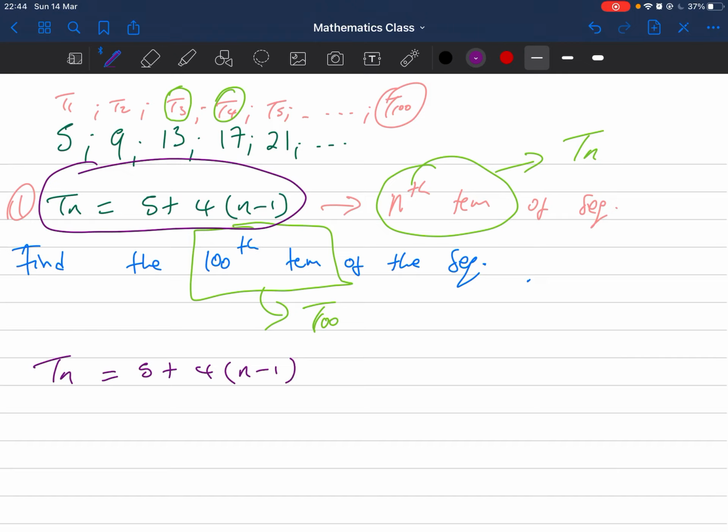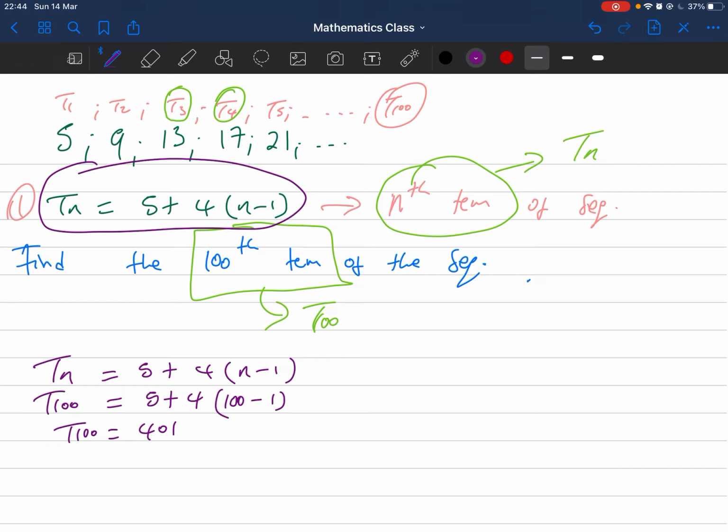And simply you can substitute 100 where there's n. So T100 is equal to 5 plus 4 times 100 minus 1. You can literally take your calculator and punch in 5 plus 4 times 100 minus 1, and your calculator should give you 401. That's your answer. Simple as that.